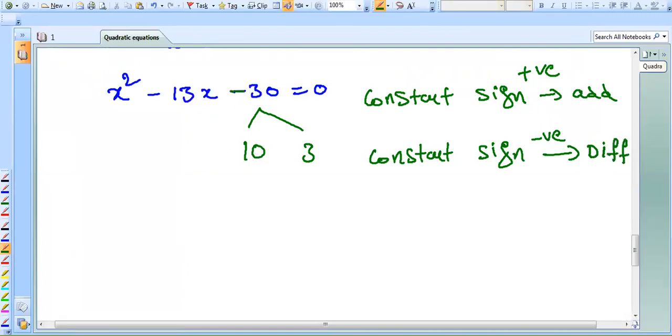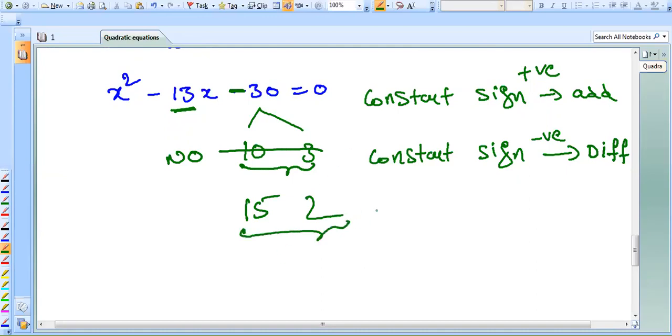Constant sign is what here? Minus. Then by subtracting these two, are you getting 13? No. Then what are the values? 15 and 2. 15 2s are 30. Then 15 and 2 difference is what? 13.